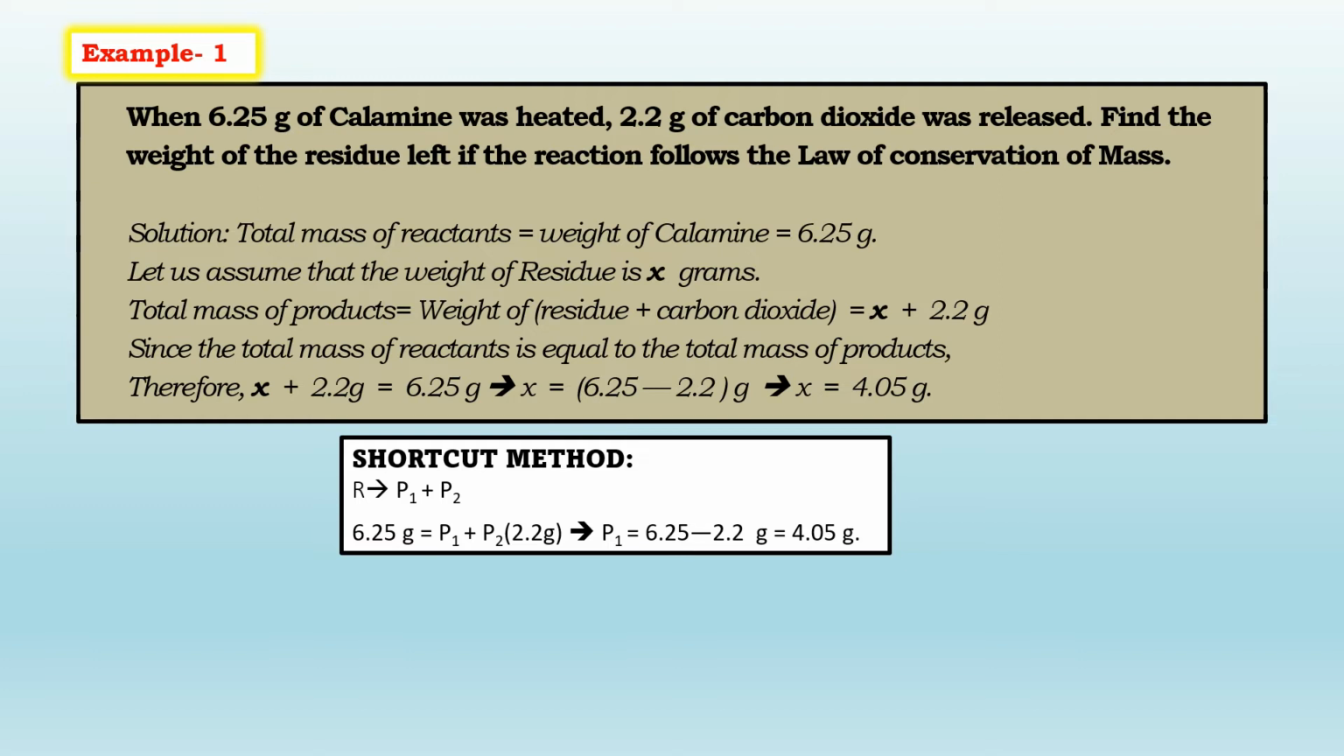Here, the total mass of reactant is equal to the weight of calamine, that is 6.25 gram. Let us assume that the weight of the residue is x gram. Then the total mass of product is equal to the weight of residue plus carbon dioxide, that is x + 2.2 gram. Since the total mass of the reactant is equal to the total mass of products, therefore x + 2.2 = 6.25. Solving for x, x = 6.25 - 2.2 = 4.05 gram.